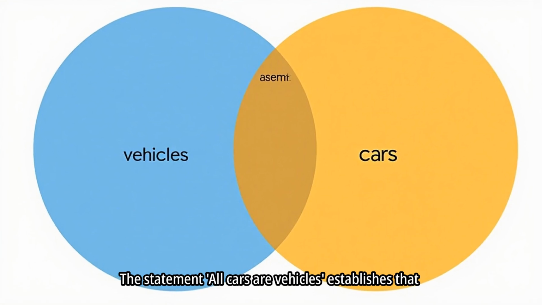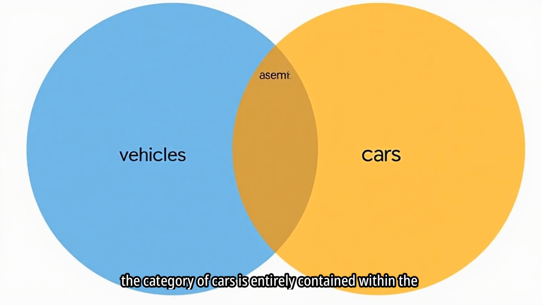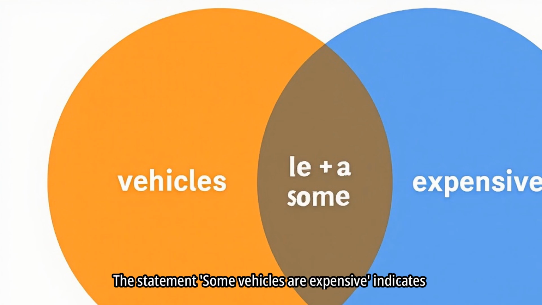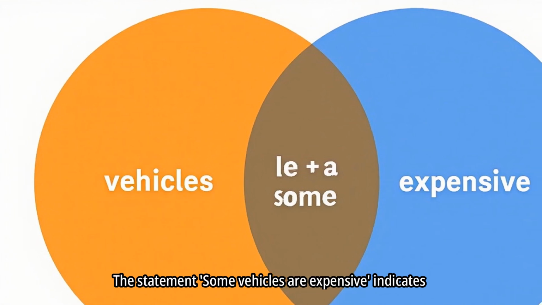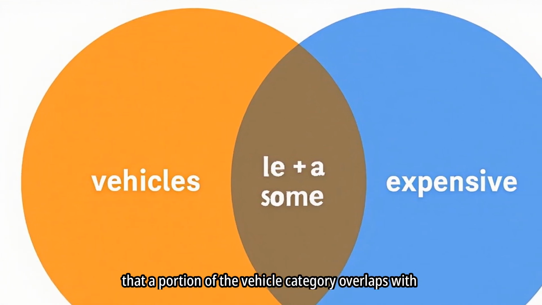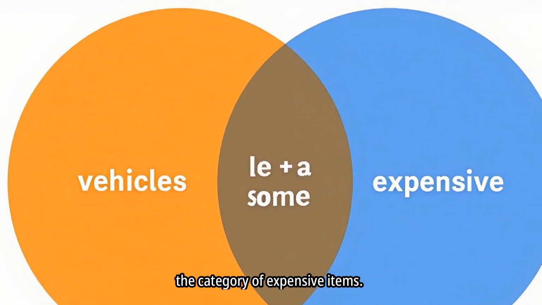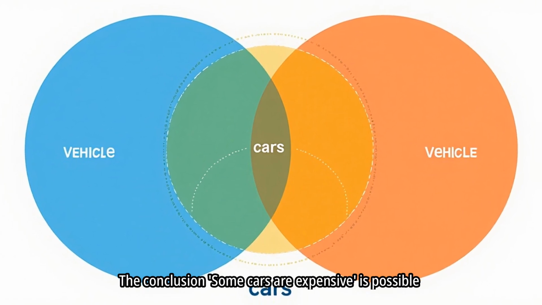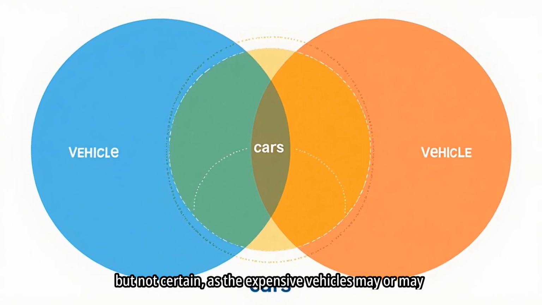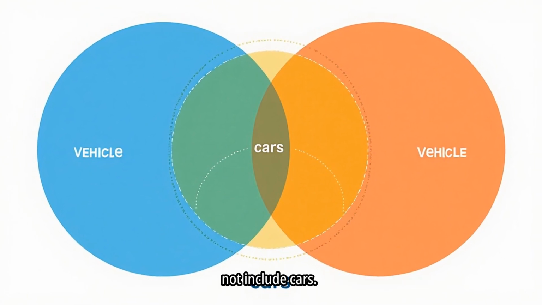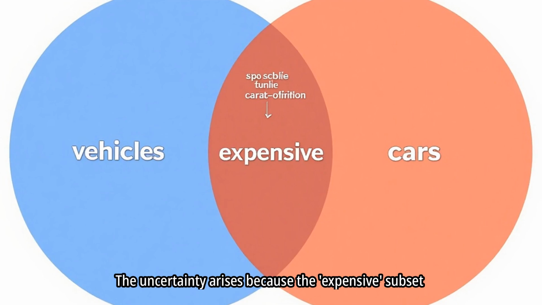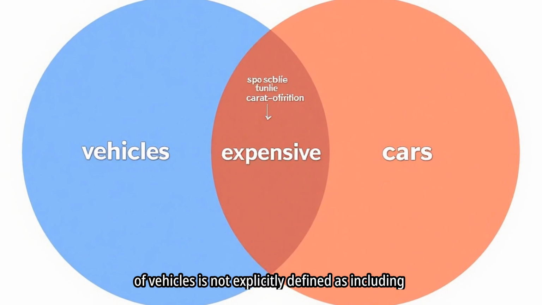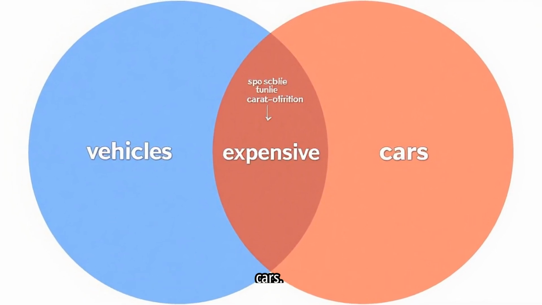The statement, "All cars are vehicles," establishes that the category of cars is entirely contained within the category of vehicles. The statement, "Some vehicles are expensive," indicates that a portion of the vehicle category overlaps with the category of expensive items. The conclusion, "Some cars are expensive," is possible but not certain, as the expensive vehicles may or may not include cars. The uncertainty arises because the expensive subset of vehicles is not explicitly defined as including cars.